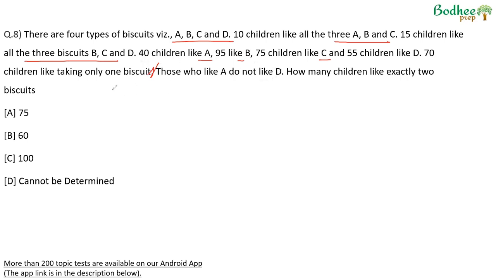Now, if we make groups of 3, we can have A, B, C. This is given as 10, and B, C, D as 15. We could have A, B, D. This is 0 because someone who likes A does not like D.